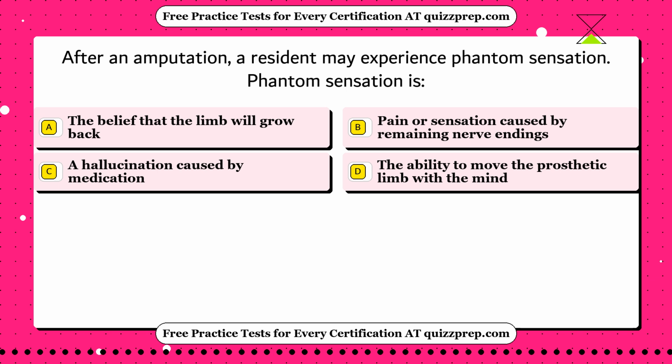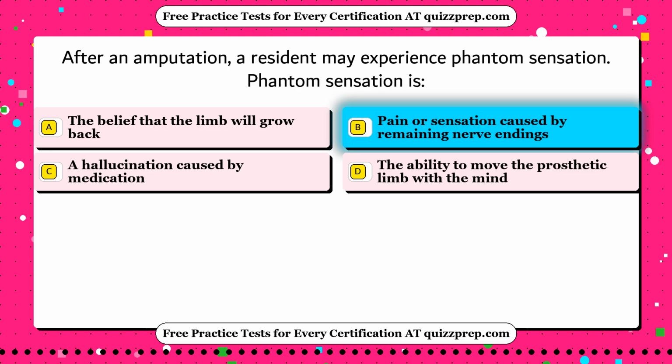Question 46. After an amputation, a resident may experience phantom sensation. Phantom sensation is, option A, the belief that the limb will grow back. Option B, pain or sensation caused by remaining nerve endings. Option C, a hallucination caused by medication. Option D, the ability to move the prosthetic limb with the mind.